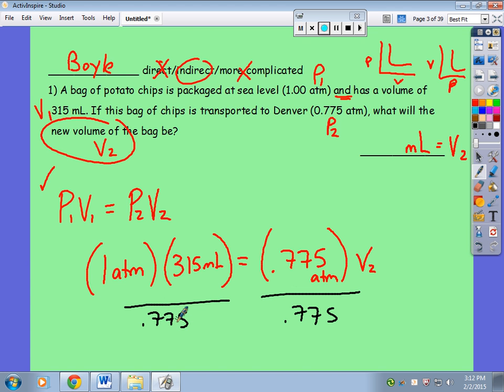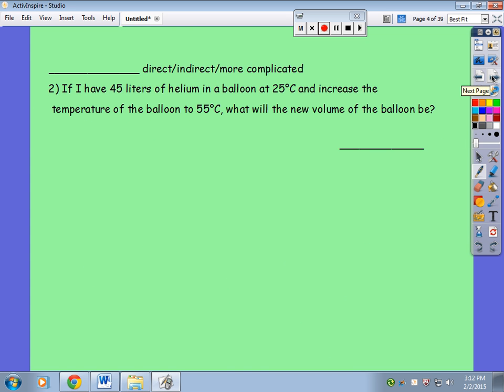And I do 1 times 315 divided by 0.775. Okay? I got to calculate it for a more complicated problem. Right, this cancels. And when I do my math, I get 406 milliliters. That's my answer.